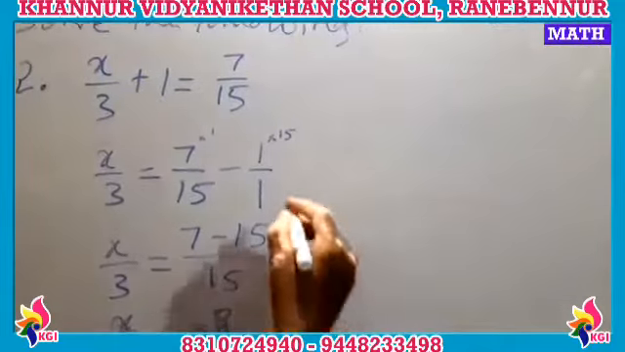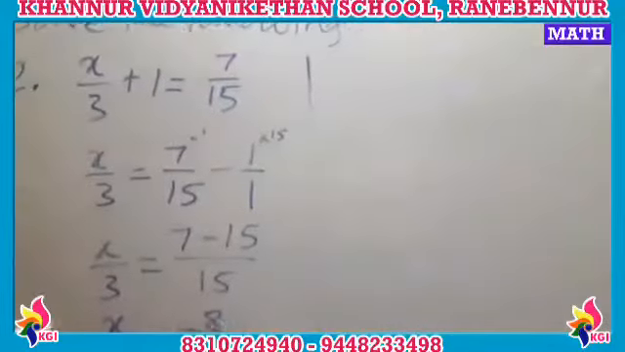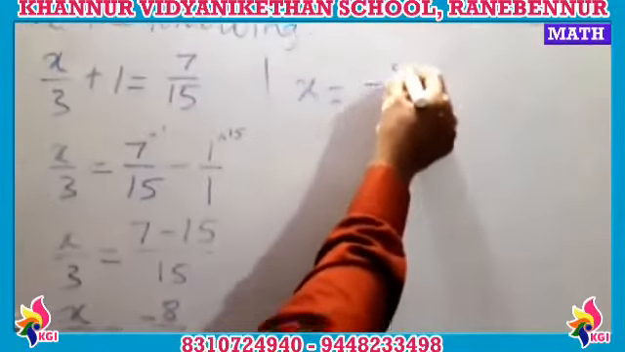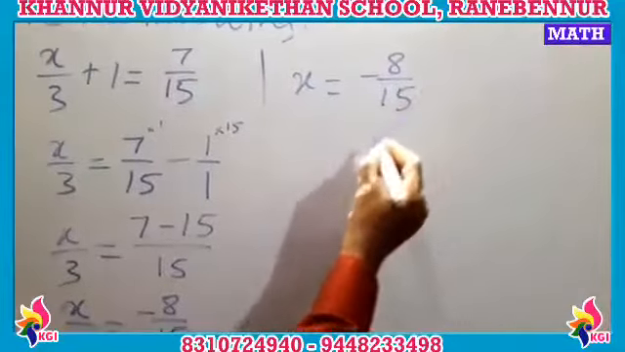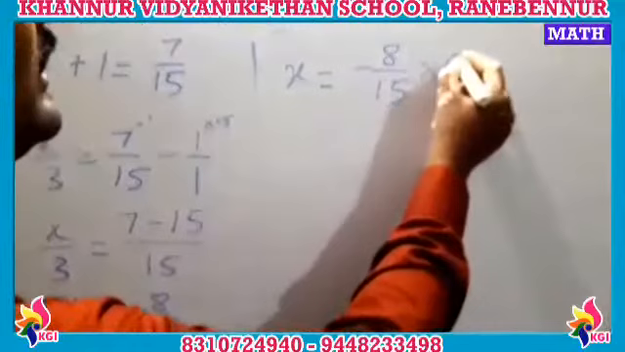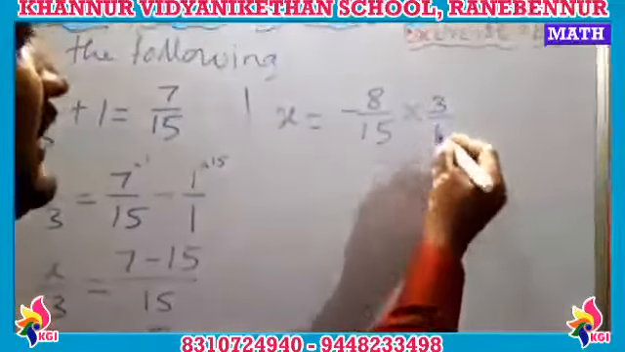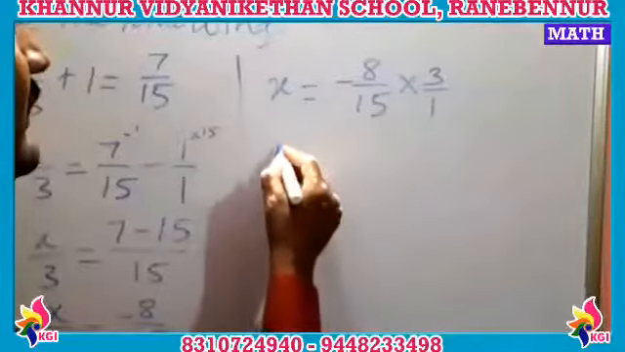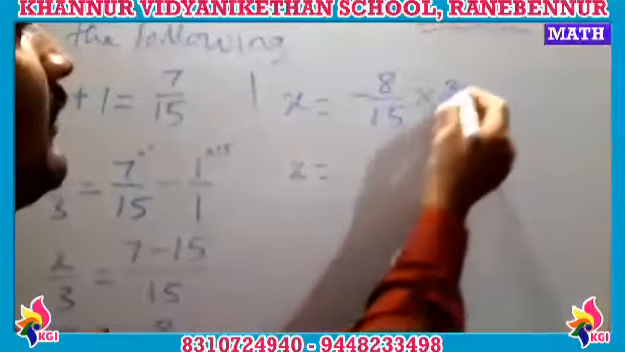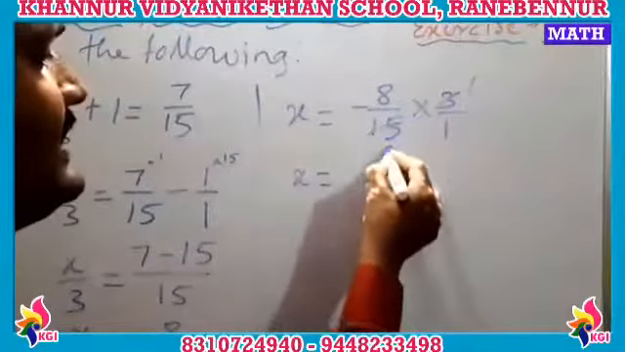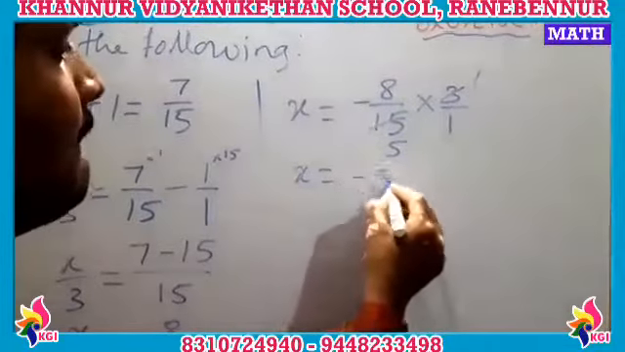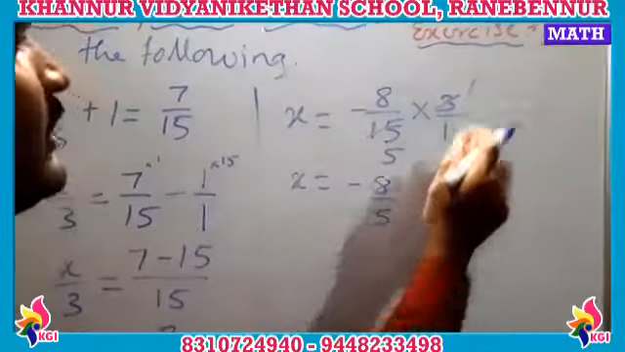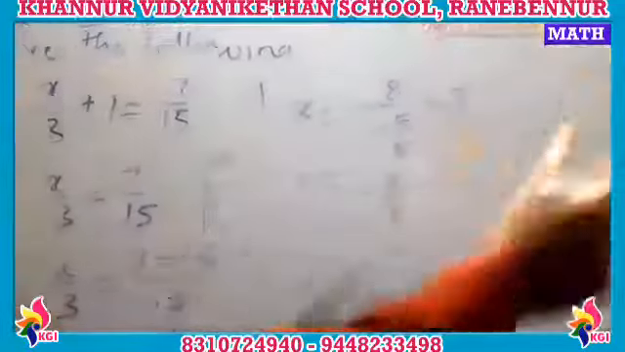Okay. So next I want only x. So x is equal to minus 8 divided by 15 into 3 by 1. Why? Because the denominator has gone to the numerator. X is equal to 3 ones are 3, 3 fives are 15. So I remain with minus 8 divided by 5. Why? Because this 1 by 1 is also 1 only, correct?